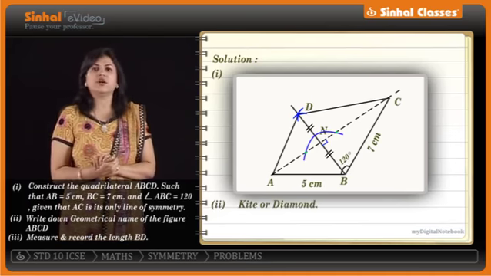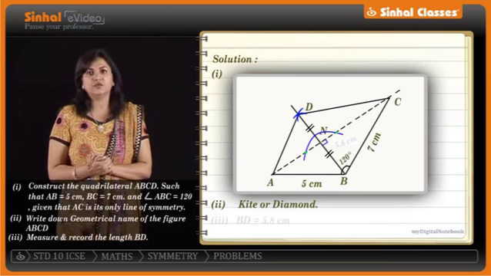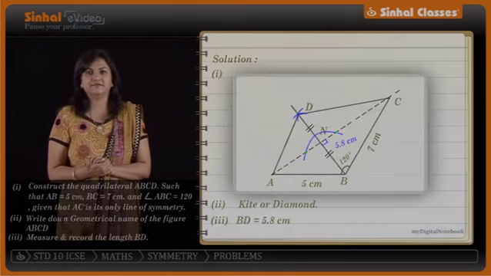Now we are asked to record the length of BD. From the figure we have BD is equal to 5.8 centimeters.